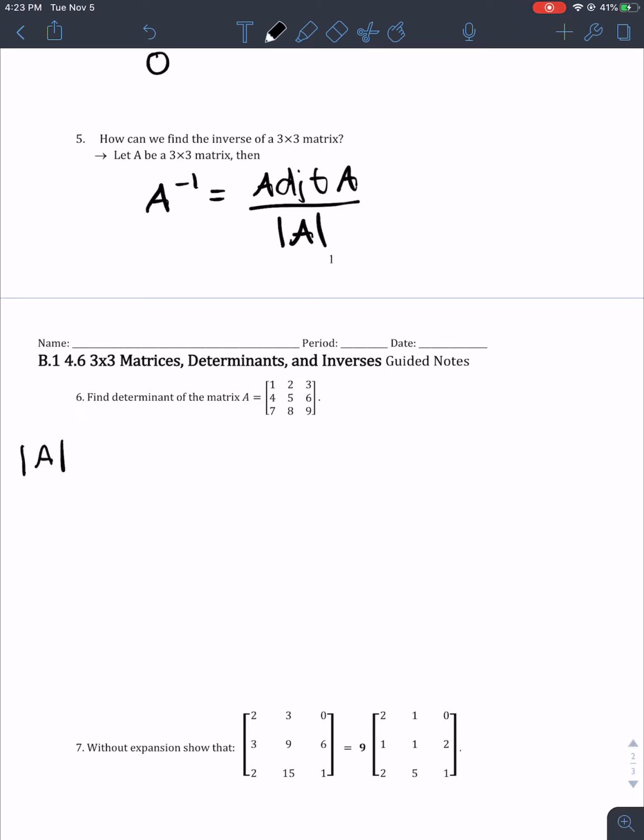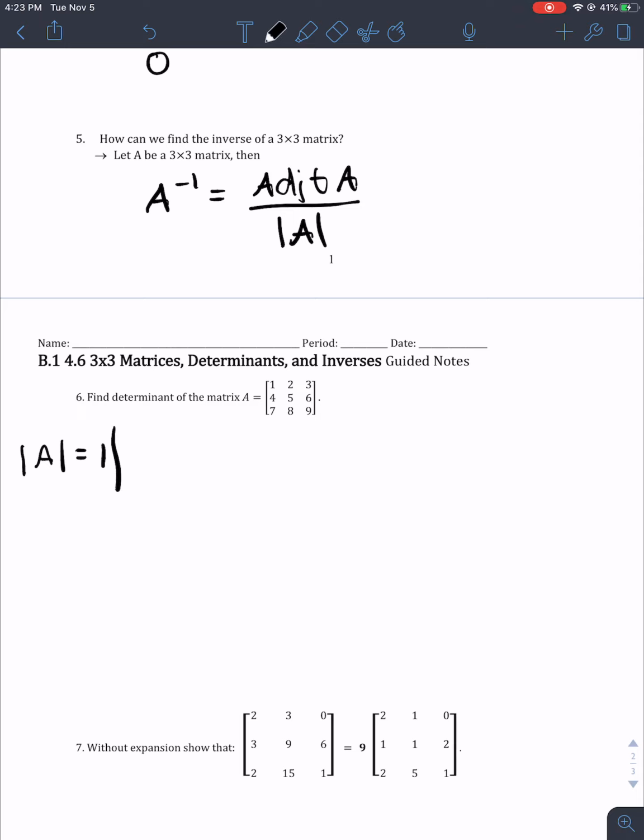We are going to use row 1 still. We're going to expand by row 1 instead of using a different row. I like to use row 1 just so I don't confuse myself too much. We're going to take the determinant of A, which, if you need to, refer to your notes back on the first page. You're going to take the first element in the first row and first column, which is 1 in this case.